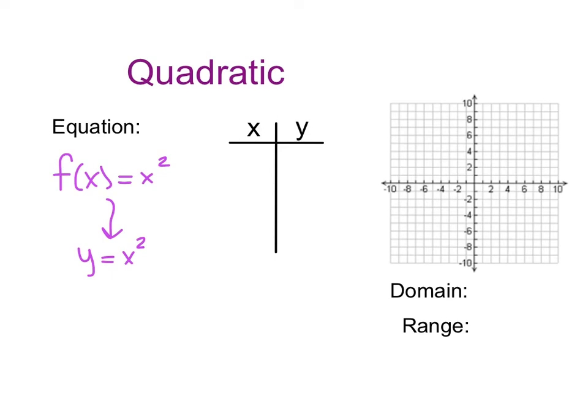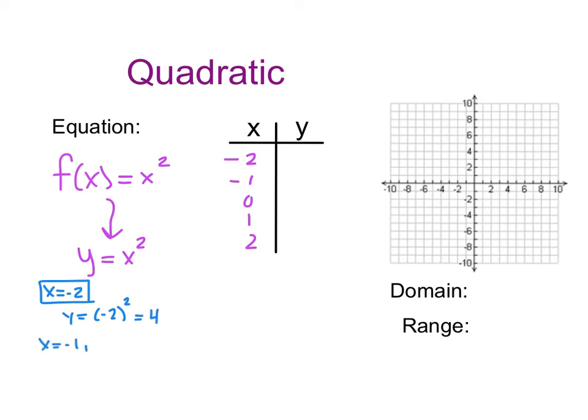And then from here we create a table of values. So we have x values from -2 all the way up to 2. So we're going to calculate those values. So we have when x is equal to -2, y is equal to (-2) squared. Well, (-2) squared is -2 times itself, so -2 times -2 is 4.